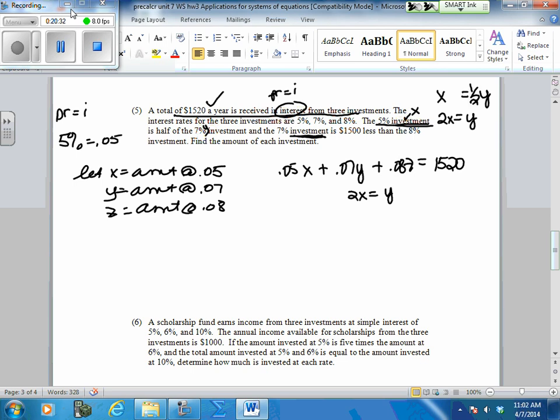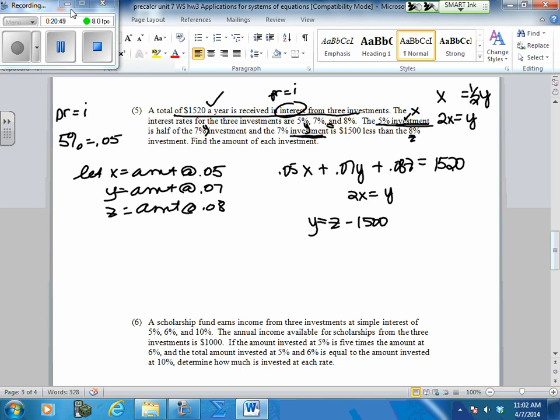Now, our third statement is your 7% investment, not your interest. So your y is $1,500 less than your z. So how do I write that? Y is z minus 1,500. Okay, so now I have my 3.